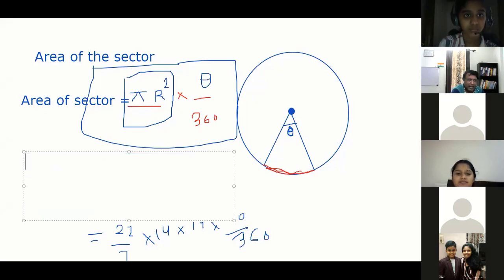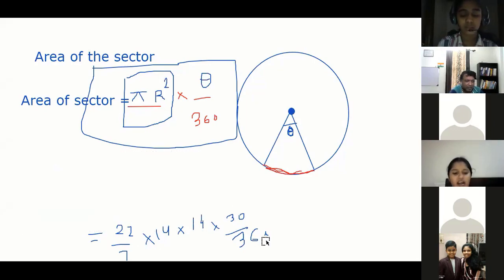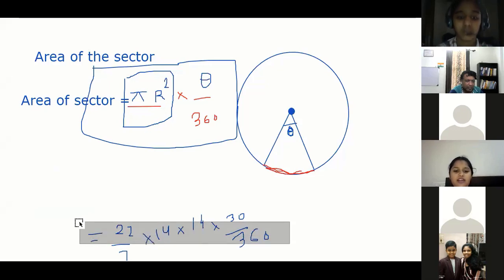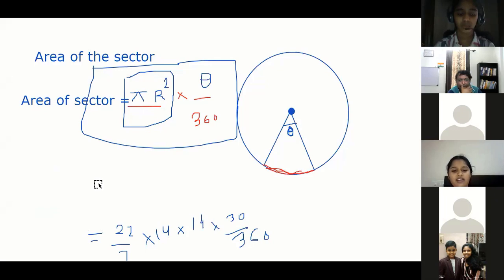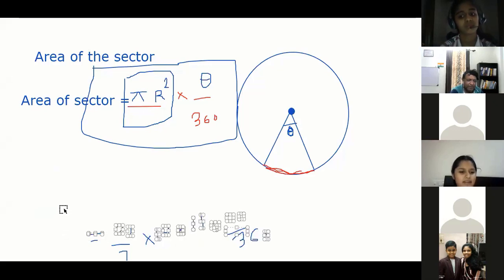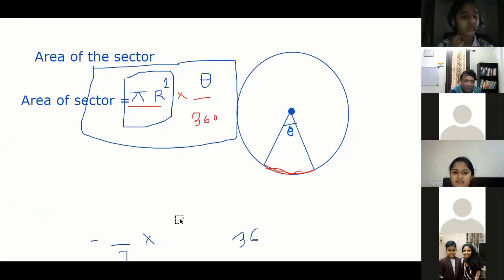Sir, down you wrote 22 by 7 into 14 into 14 into 30. So why did we do 14 into 14? What is the formula, area, pi r square? What does r square mean? R into r, correct? Tanvi? Yes, sir. Correct or not? Yes, sir. Good.